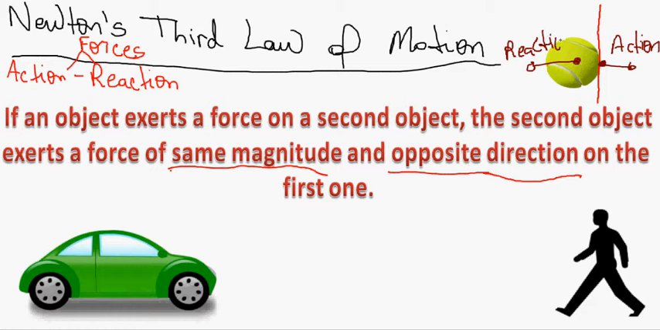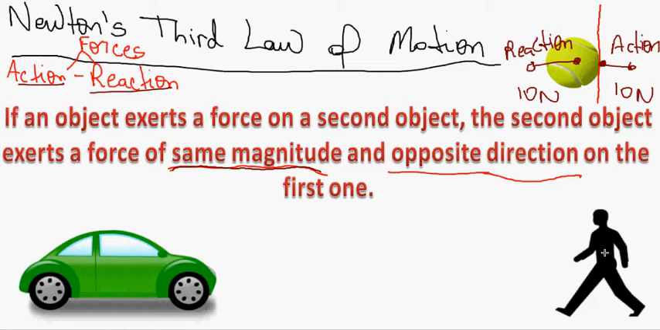So notice what the law says. Both forces, action and reaction, have the same magnitude. So if this force is, for example, 10 newtons, this force is also 10 newtons, but they are in opposite directions. We can see from this drawing that the action is, for example, to the right, and the reaction is to the left. We could have, for example, action forward and reaction back. So both action and reaction always have the same magnitude but opposite directions.